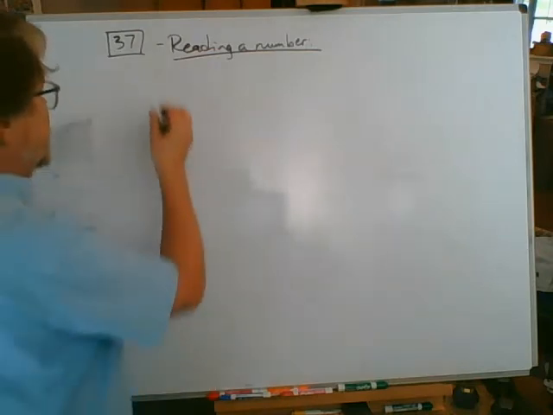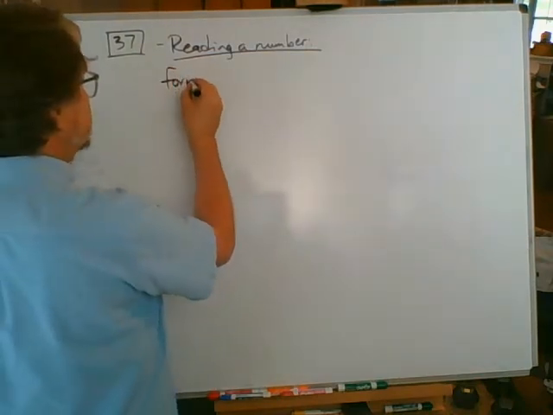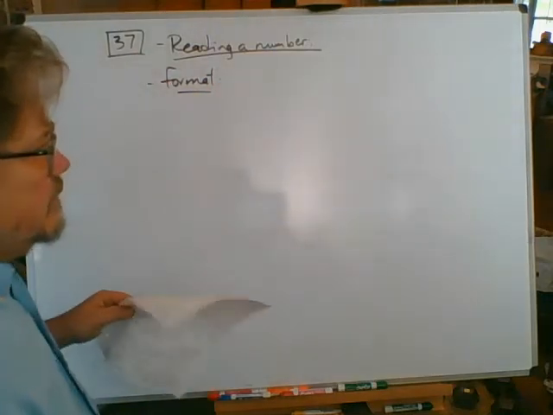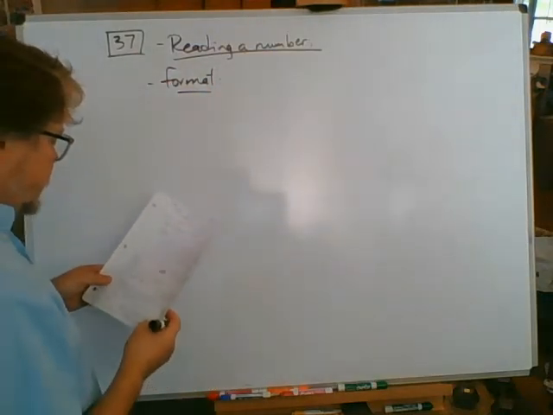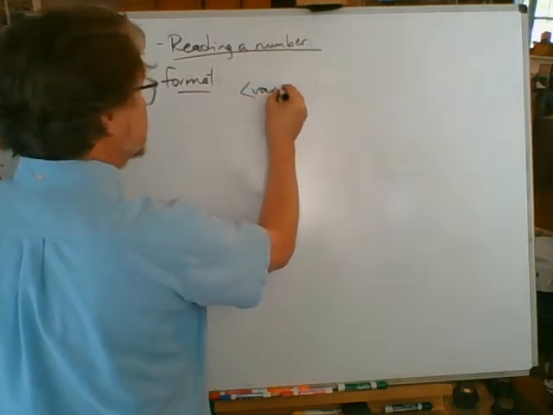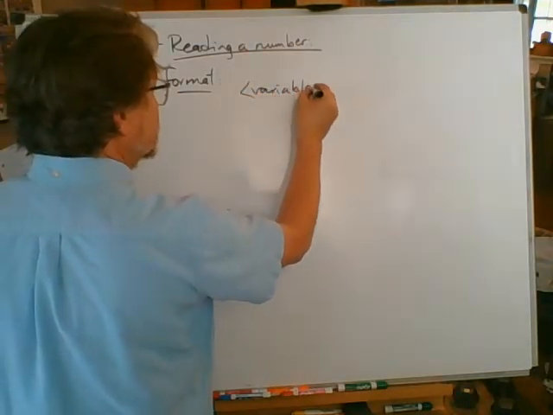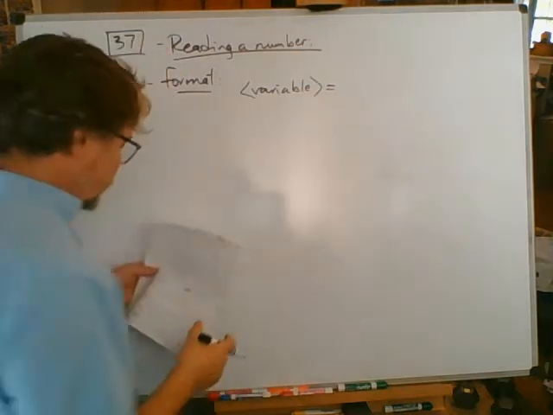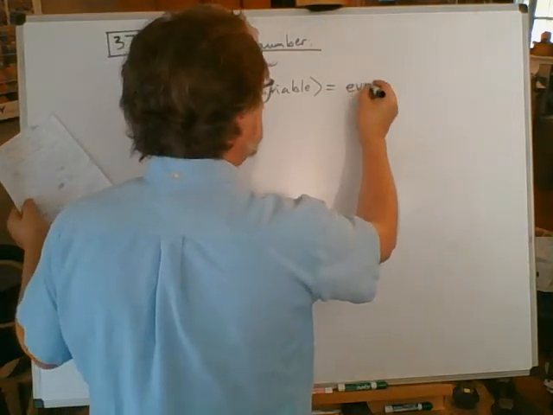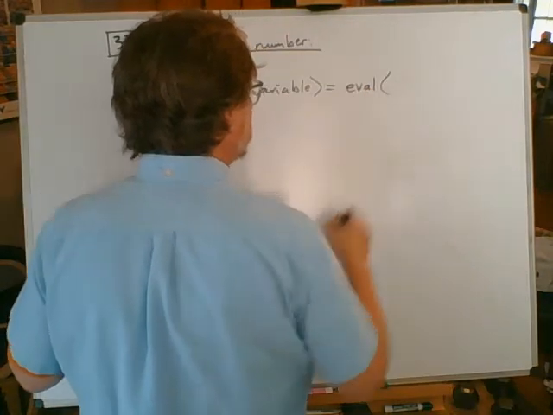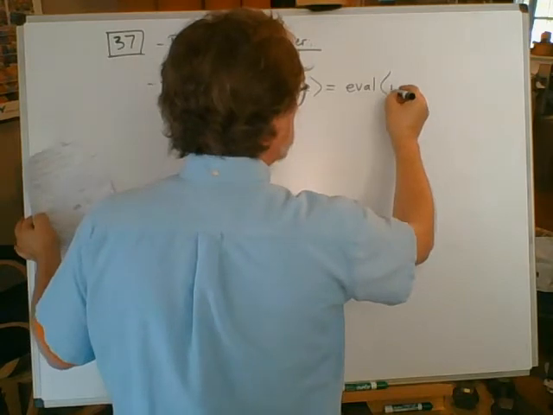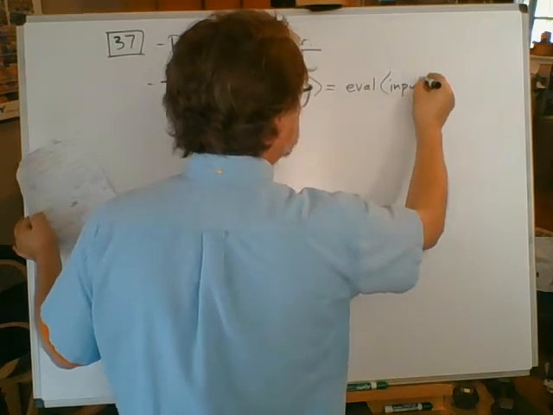Reading a number has a format that's similar, but it's the similarities that are going to trip us up if we're not careful. It still has a variable on the left. It's still going to be a special case of an assignment statement. Variable equals, and here's where it's different, eval, E-V-A-L, and then parentheses. Then inside parentheses, input, like we've seen before.